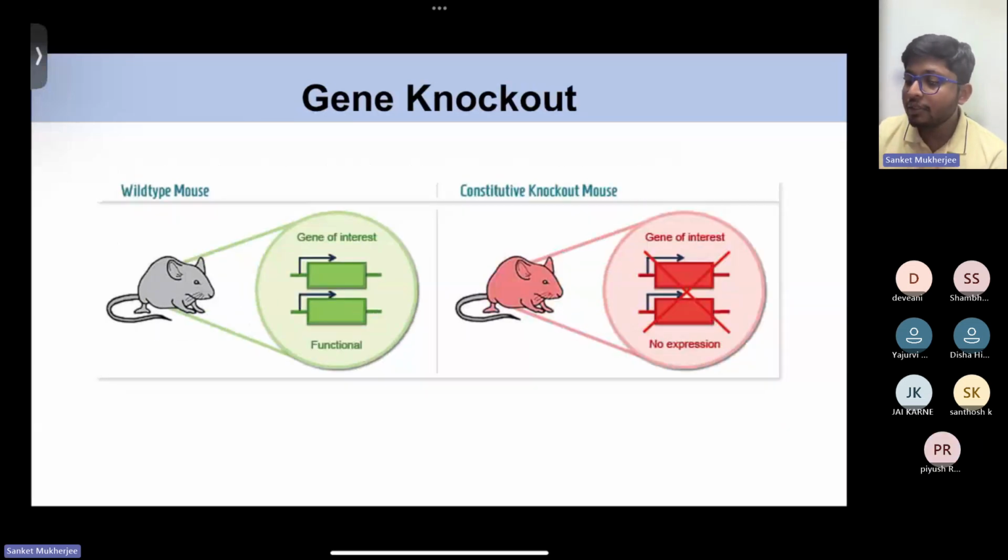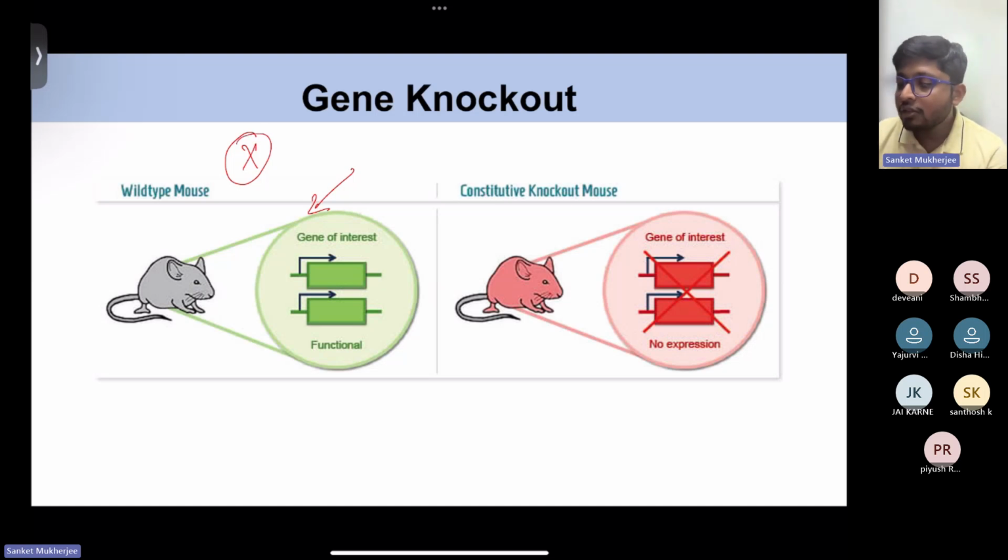Yeah, in this slide, you can see that in a wild type mouse, let's say there is a gene of interest which is functional, which transcribes, which translates, and it has some particular role based on your biological experiment, right? But when you do a knockout of this gene, let's say this gene is X, this particular gene is no longer expressed. There is no transcription, translation. As a matter of fact, if it encodes some protein, that protein will not be encoded any further. So this is ideally what a gene knockout looks like.